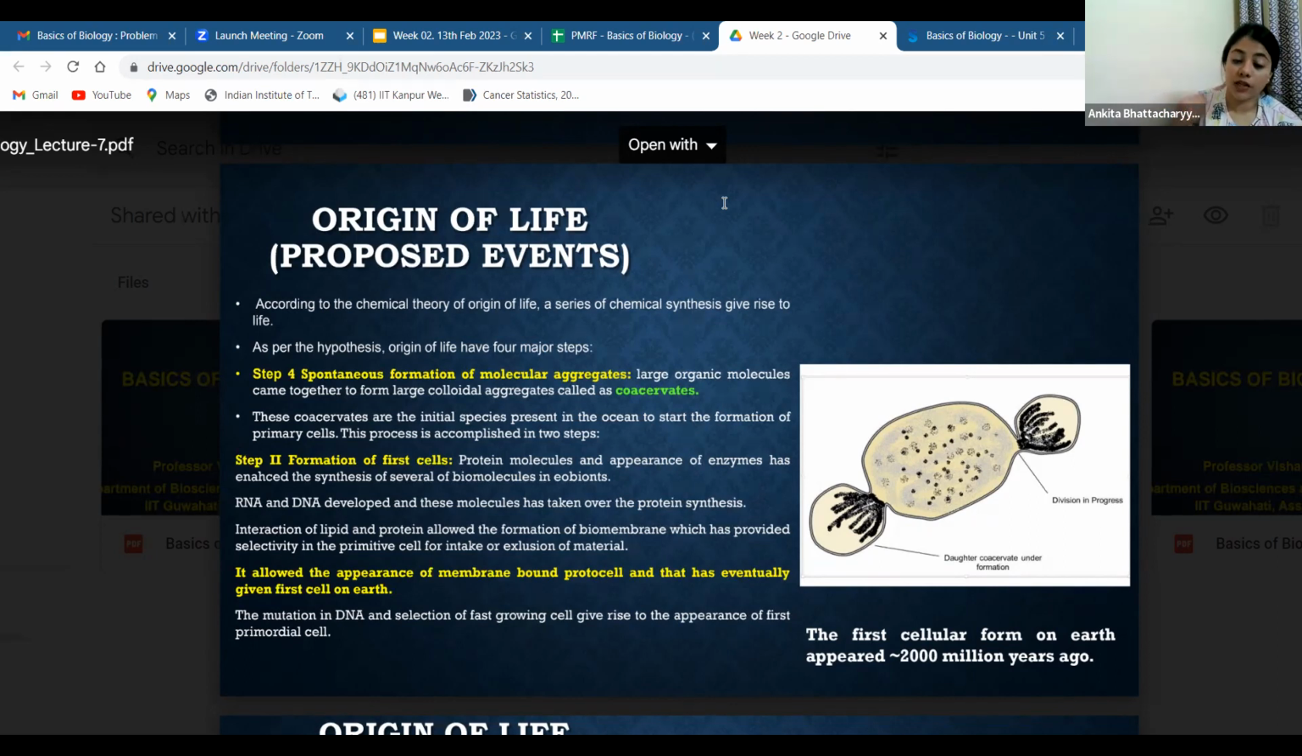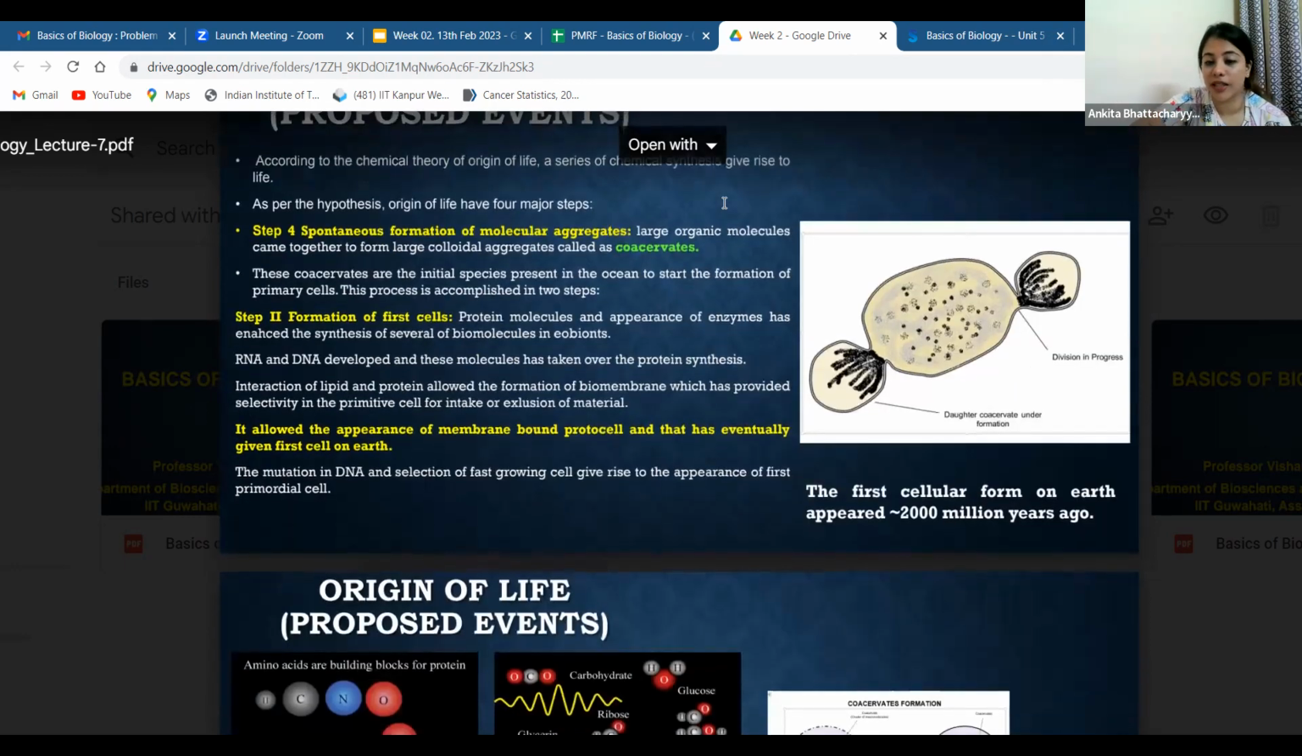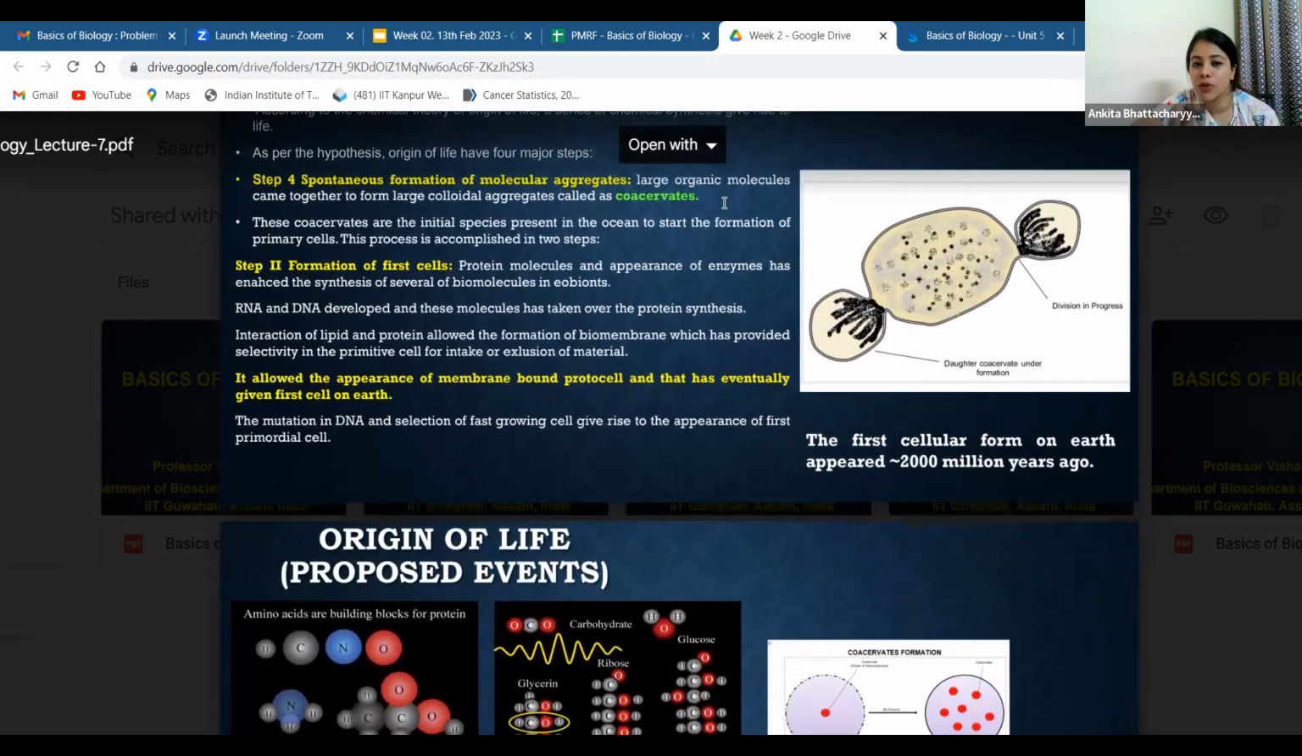So these were actually considered to be the first cells on Earth when you have proteins and enzymes, and that is just speeding up the entire process of evolution many folds. So that is where they actually said that the first cellular form, so-called the first cell on Earth, is estimated to have appeared approximately 2000 million years ago. So quite a while back.